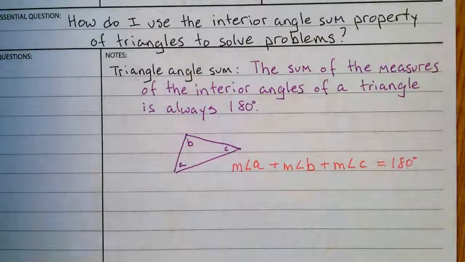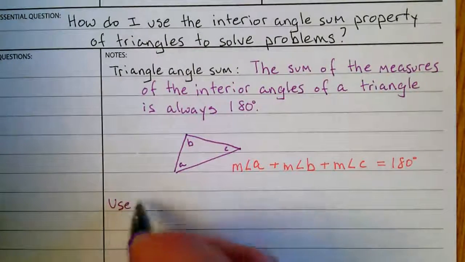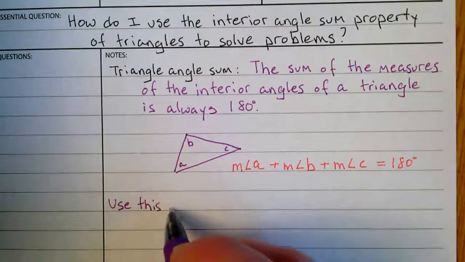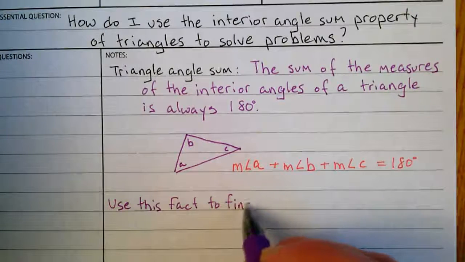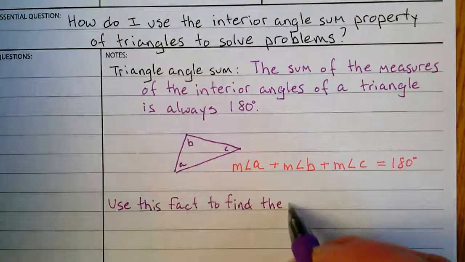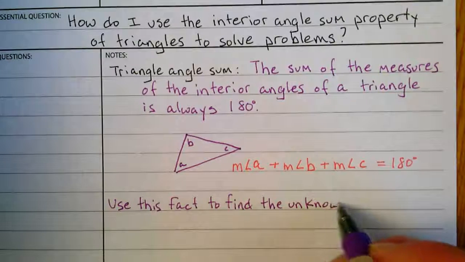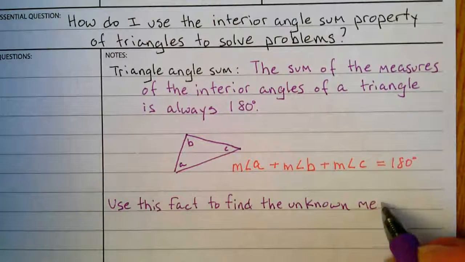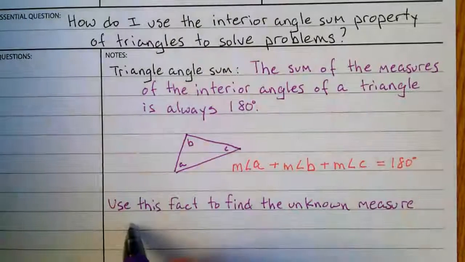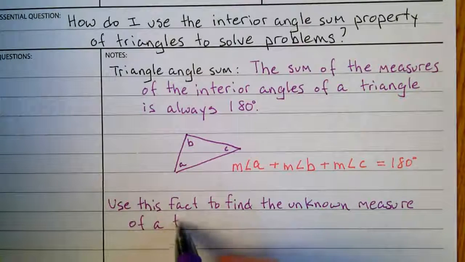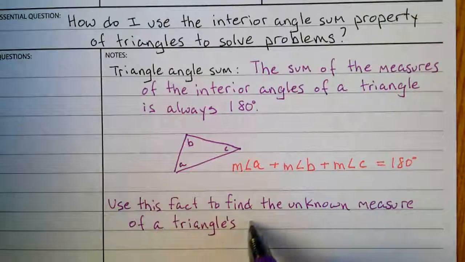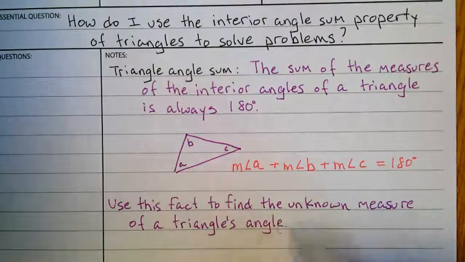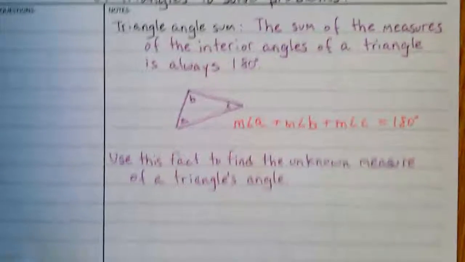And then we'll say, well, all right, let's use this fact to find the unknown measure of a triangle's angle. Let's just put an example down here.